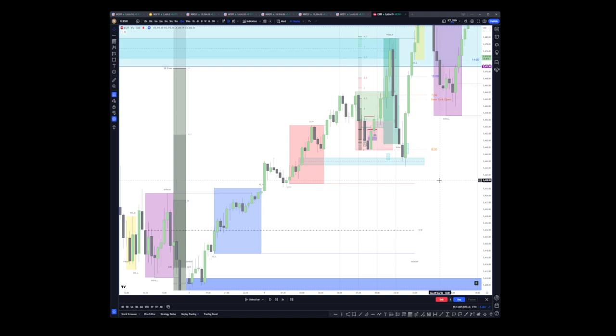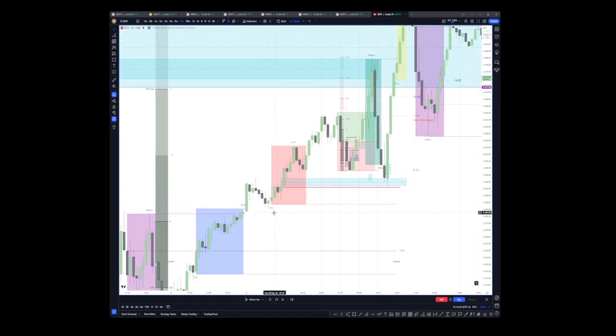This fair value gap here and an order block here. So it came exactly to this order block, exactly to the open of that. Okay, and then it went higher.